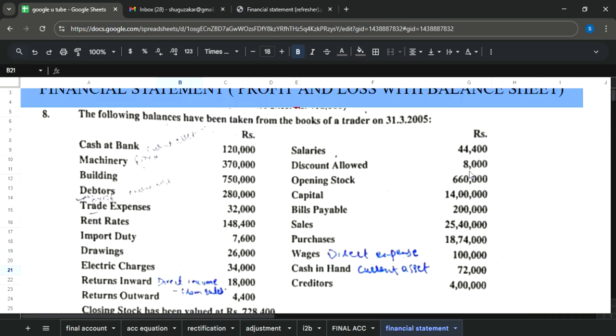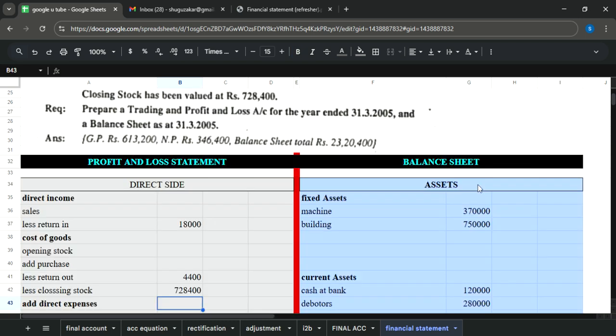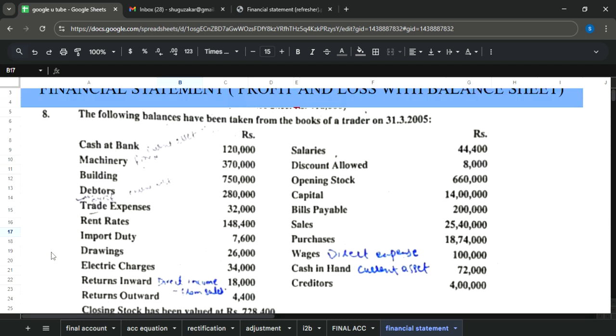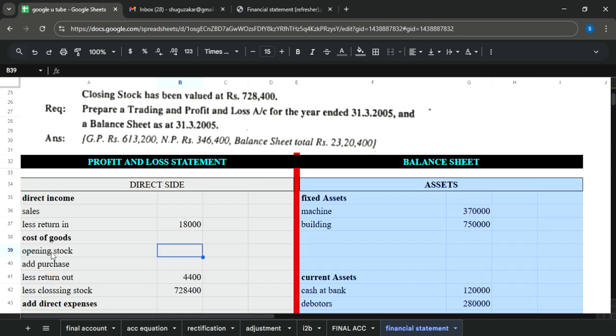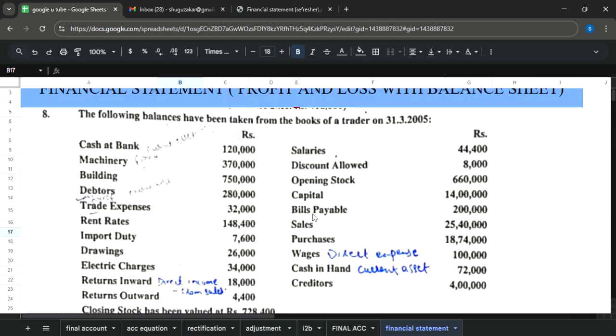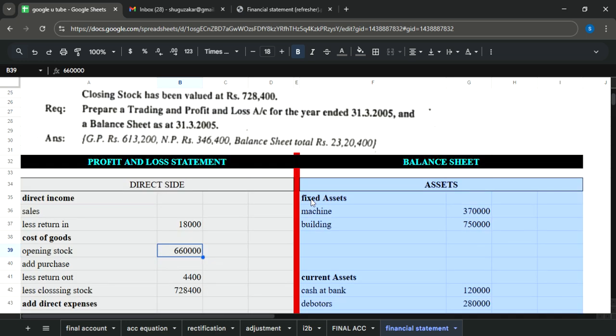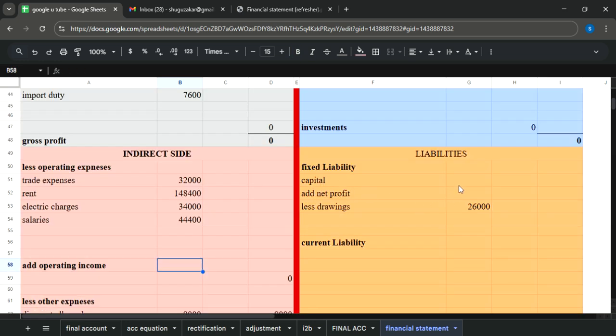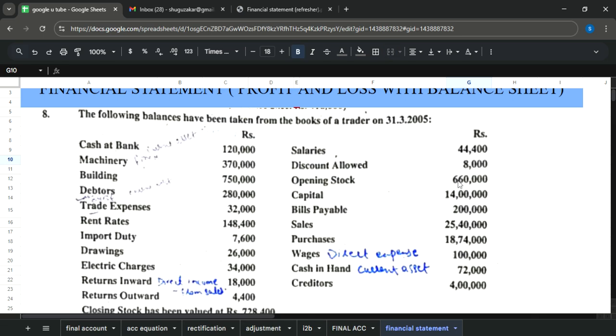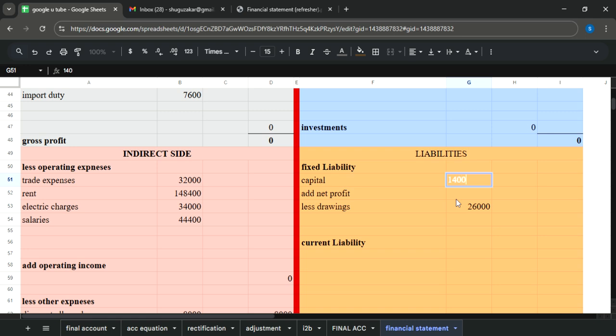After discount, we have opening stock, which is part of cost of goods sold. We have already mentioned it. Look at here, opening stock. This is mentioned, and the amount is 660,000, which would be posted in front of opening stock. Then we have capital, which is part of fixed liability. We have already mentioned it. This is your capital, amount of which is 14 lakh. Just write down the amount in front of capital.